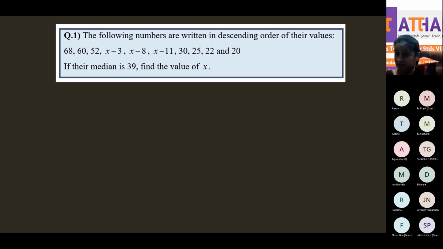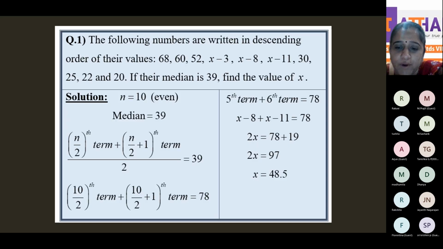Yeah, what's the answer for the first one? What's the value of X? 48.5, ma'am. 48.5. Very good. Rakshita, very good. Take a picture, all of you.